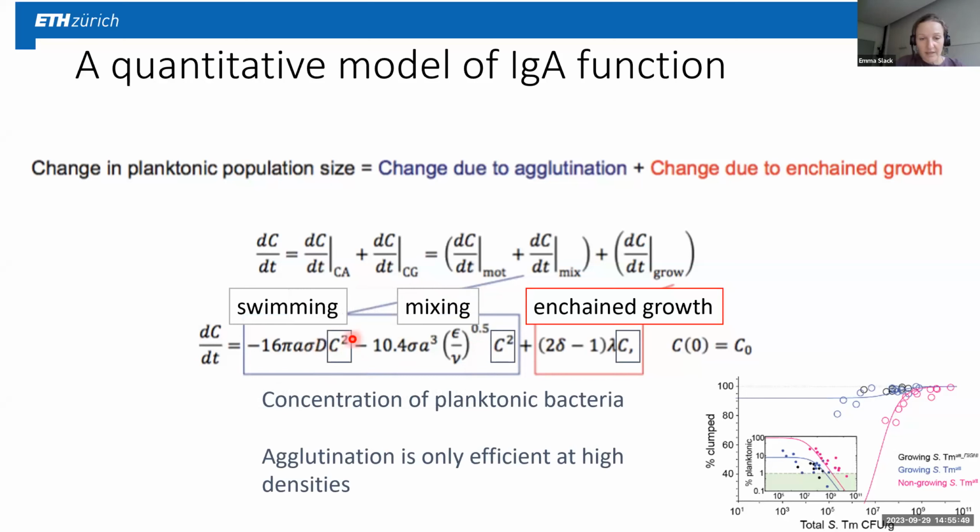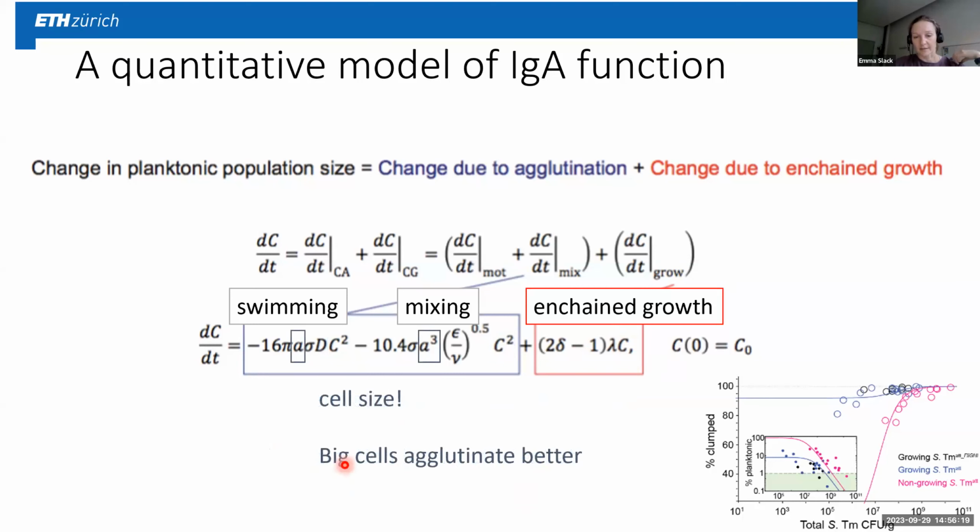So here, C is our concentration of planktonic bacteria. And obviously for both of the terms related to classical agglutination, the relationship here is to the concentration squared, which means that at low concentrations, this is rather inefficient. At high concentrations, it becomes very efficient. This is very strongly concentration dependent, whereas the growth is obviously linearly related to the planktonic population. So what this tells us is agglutination is only efficient at high densities.